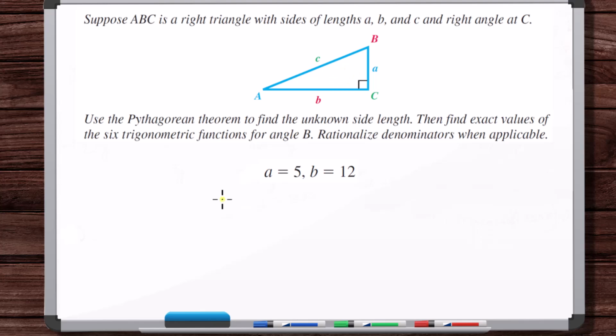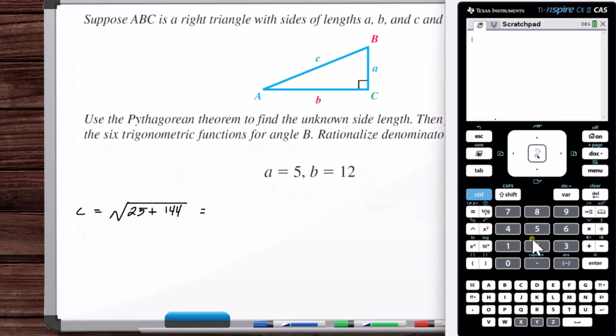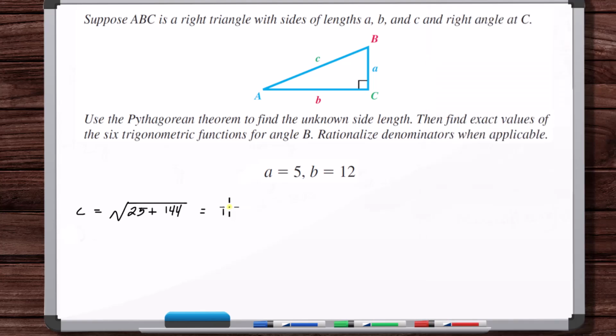All right, so Pythagorean theorem, a squared plus b squared is equal to c squared. So 25 plus, that's 5 squared, 12 squared is 144. So this is going to be c squared. Square root of 169 should be 13.